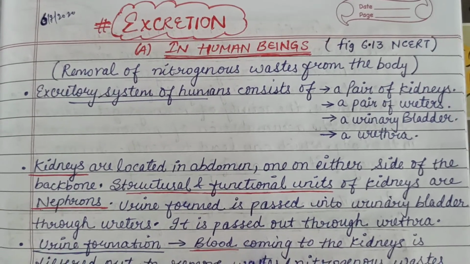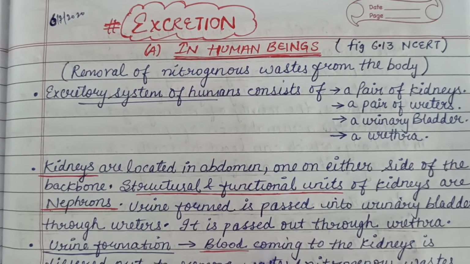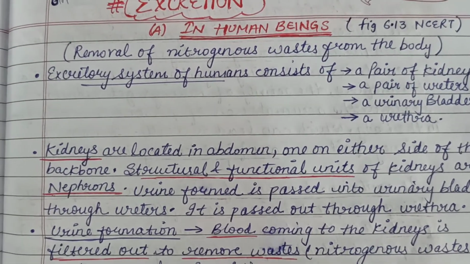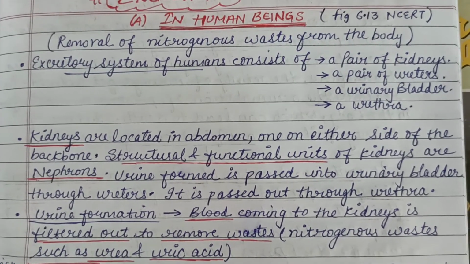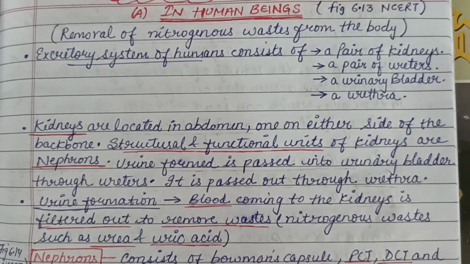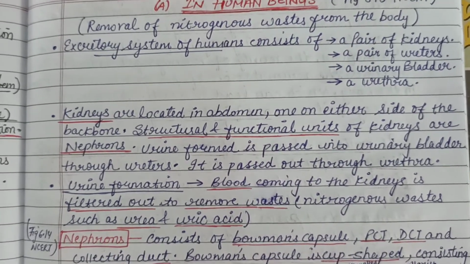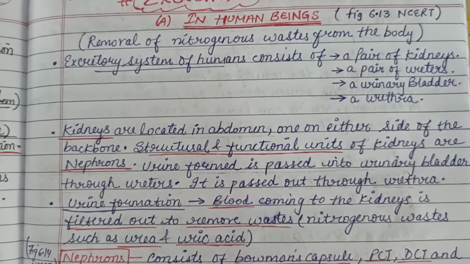Good morning students. Our next topic is excretion, and first of all we will discuss excretion in human beings. Removal of nitrogenous wastes is very essential from the body because these wastes are harmful for us and need immediate removal, and the process of elimination of waste products from our body is done by kidneys. So we have a well developed excretory system.